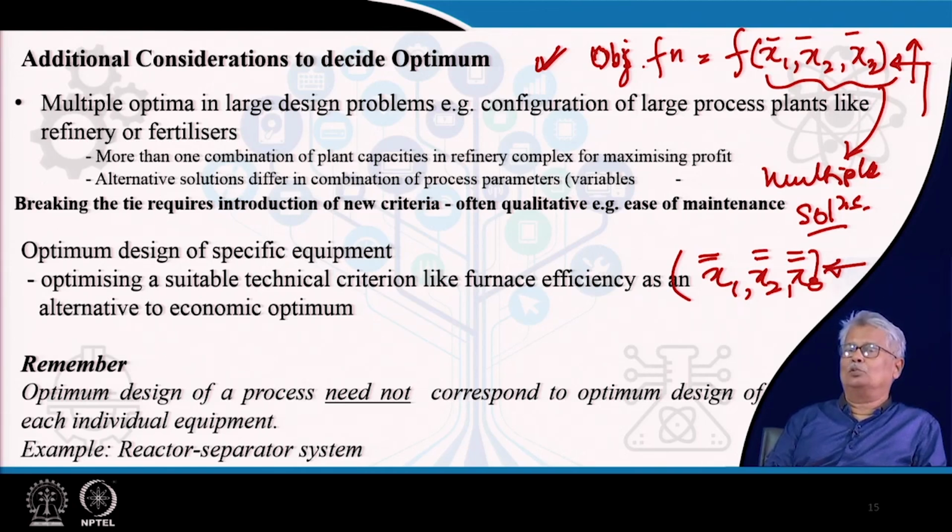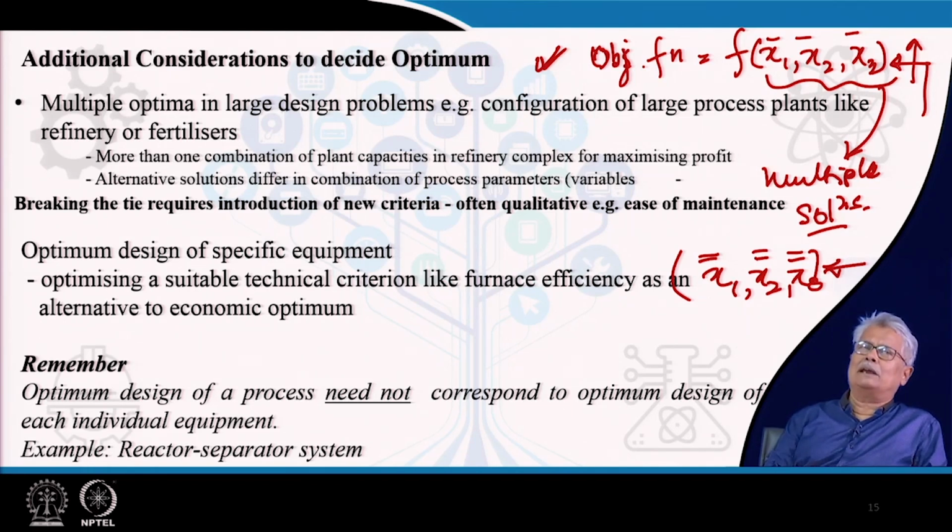But one thing is true in both the cases, we usually will be bringing in, for breaking of the tie, a new criteria which could be quantitative, it could be qualitative as well. This is more common in case of designing large plants or complexes, or even plants where there are certain small sub processes.